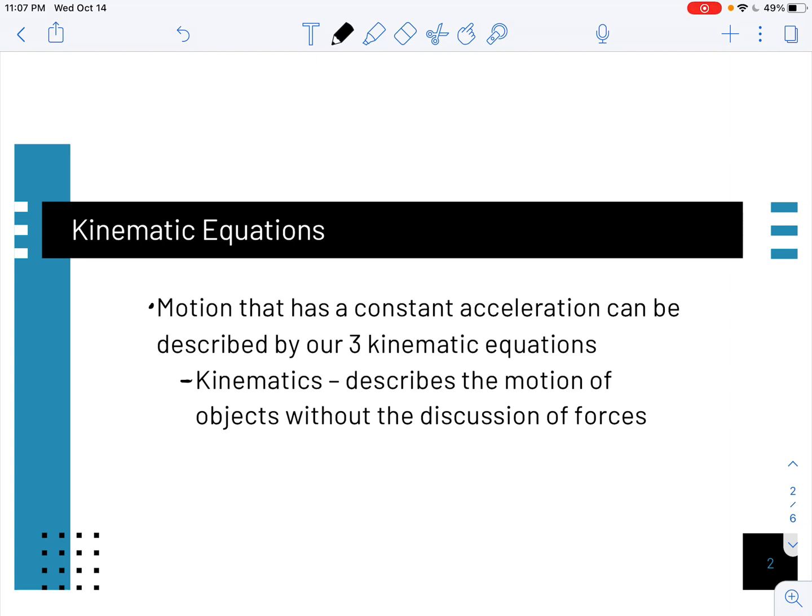And what we're going to be specifically focusing on here is motion that has a constant acceleration. So our value for a is always going to be the same, it's not going to be changing. We're dealing with a situation with a constant acceleration.